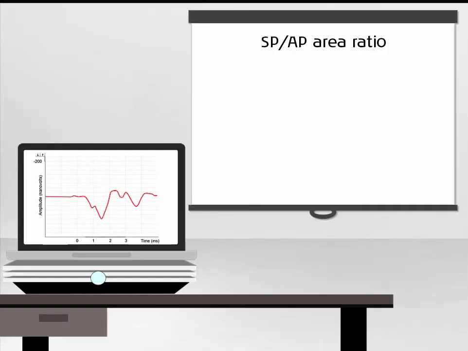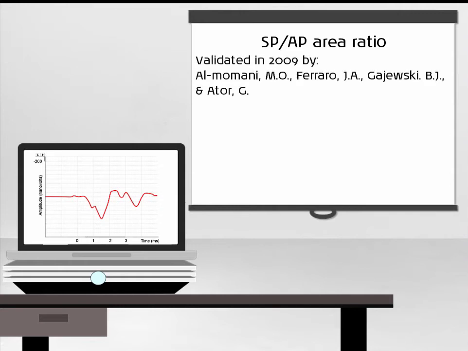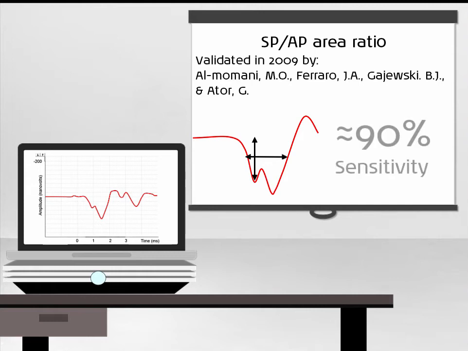The SP-AP area ratio is a newer technique and has been verified as a tool for assisting in the diagnosis of Meniere's disease. This method takes into consideration the fact that in pathological ears, the summating potential not only increases in amplitude, but also becomes wider, thus an area approach is more effective at detecting pathology. This method has a reported sensitivity of 90% for detecting an abnormal response.